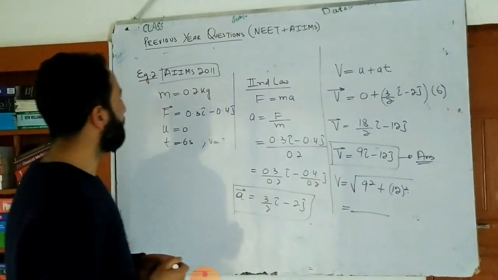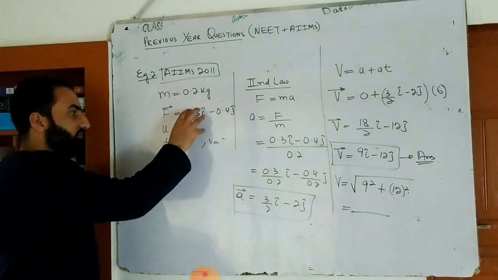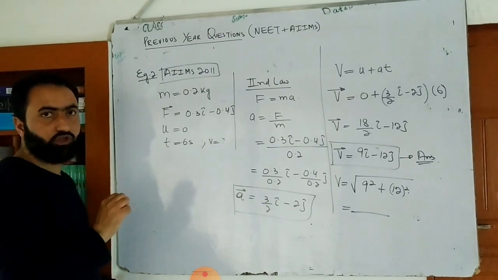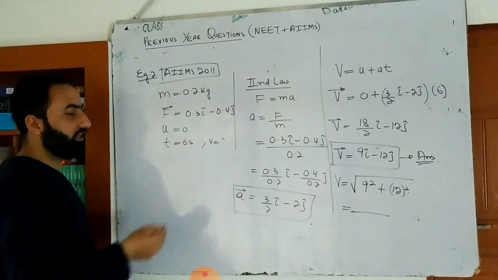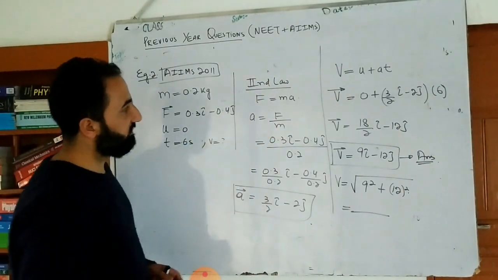Okay, so this question is asked in AIIMS 2011. Simply what is given to you is mass and force. Initial velocity: the particle starts from rest, which implies that initial velocity is equal to 0. Now the question is to calculate the velocity of the particle at the end of 6 seconds. So first of all I have used Newton's second law of motion.